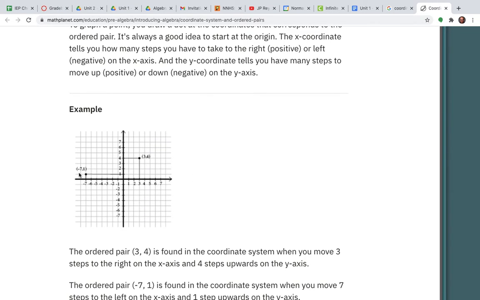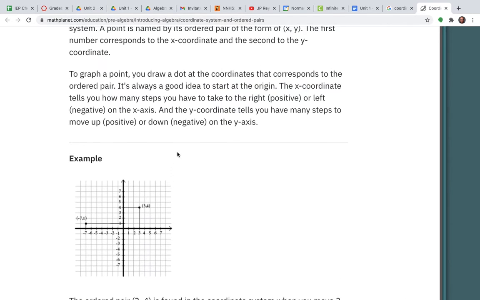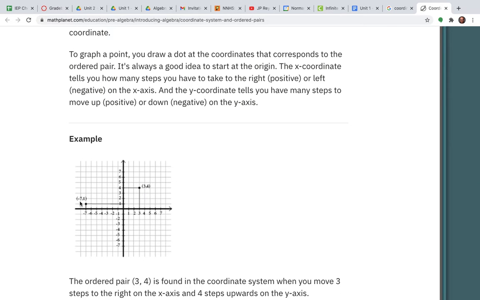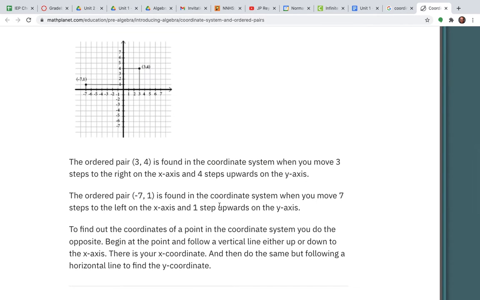So if I want to go to (-7, 1), I know that the negative 7, that's my x part, right? The first part is the x part. And so that's my side-to-side movement. Since it's negative, it's going to go backwards 7 from the origin. And then the y part is up 1 because it's a positive 1. So my point is right here. Okay, so this sheet is going to be really good for brushing up on how to graph.